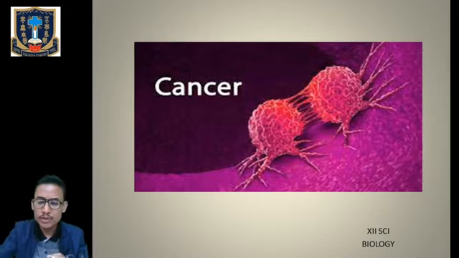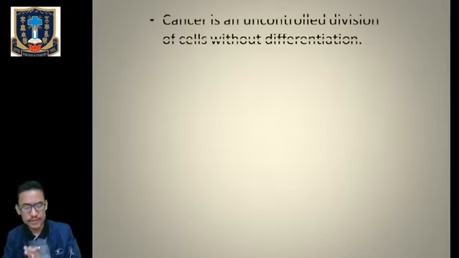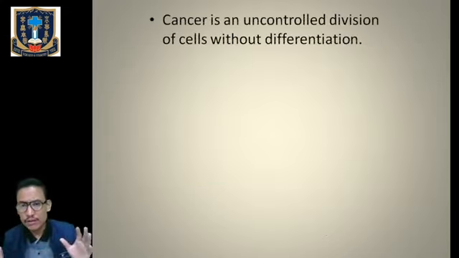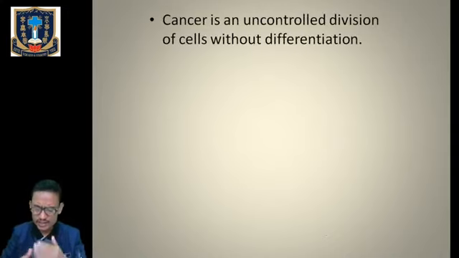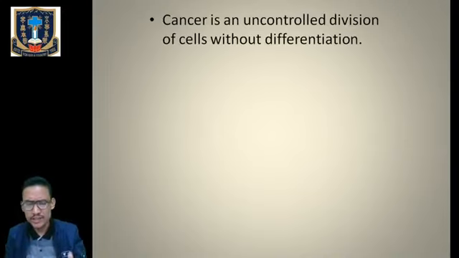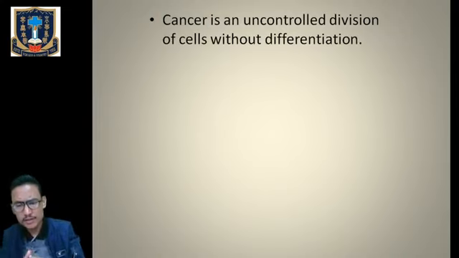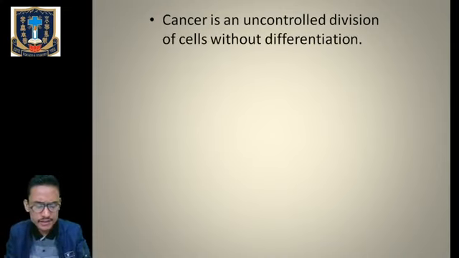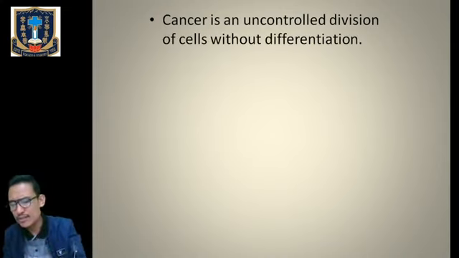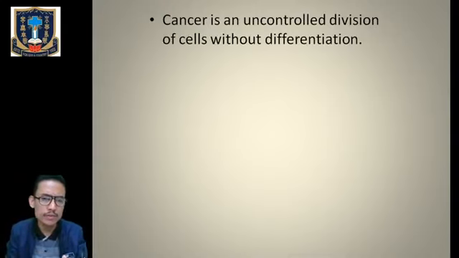So first of all, what do you mean by cancer? Cancer is an uncontrolled division of cells without differentiation. The cells keep on dividing and dividing without undergoing differentiation. Usually the normal cells undergo cell division, and once they divide to form daughter cells, those daughter cells undergo cell differentiation. Cell division and cell differentiation is one of the most important features of a normal cell.